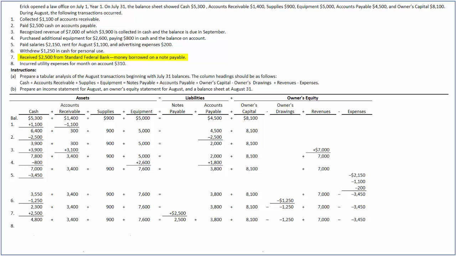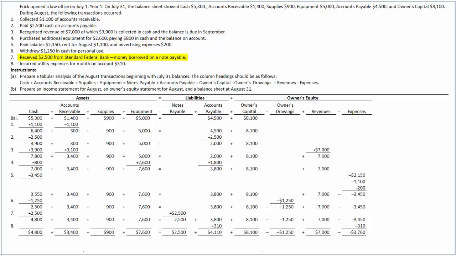In the final transaction, the company incurred utilities expense for $310, which is on account. In this case, accounts payable, a liability account, and expenses increase by $310. After recording this transaction, accounts payable and expenses increase to $4,110 and $3,760 respectively. The balances in all other accounts remain the same. After giving effect to all the transactions, the accounting equation is in balance.